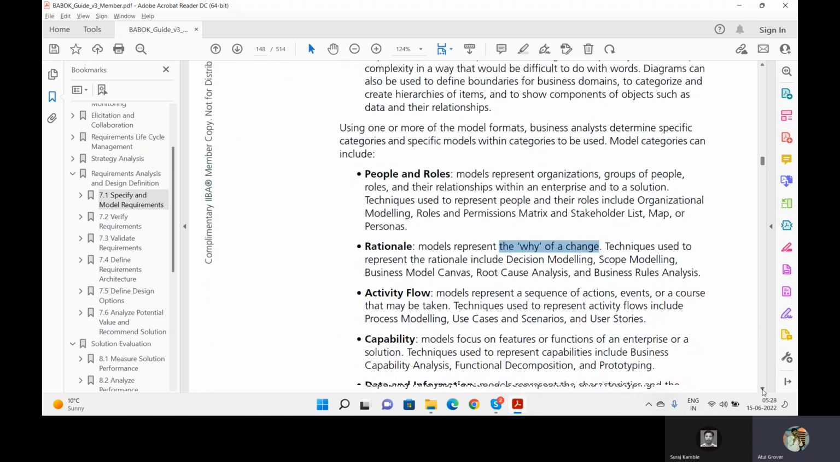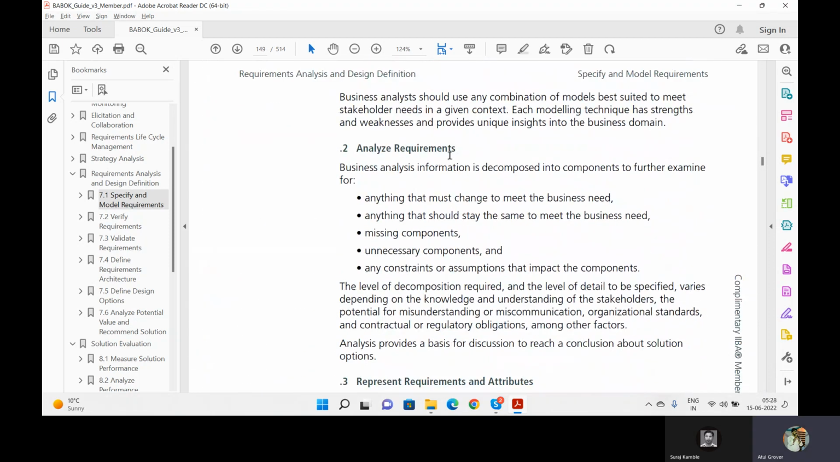Once you pick up the model, you should analyze the requirement. And what do you mean by analyzing the requirement? Business analysis information is decomposed into components to be further examined. Means if I'm getting a requirement from my customer, I should divide those requirements at such a granular level so that anything that must change in the future to meet the business need. So that if tomorrow business says, no, I want this thing as well in this requirement, you are able to accommodate that. Anything that should stay the same to meet the business need.